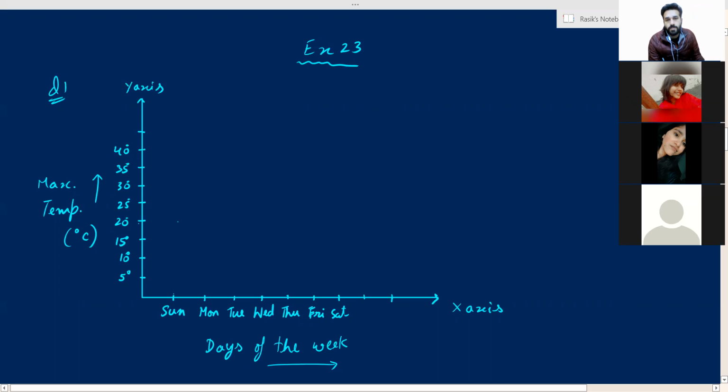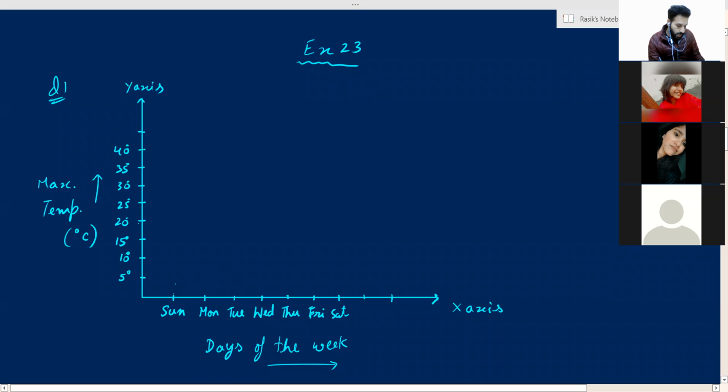Sir, can we start it from 25? Better you start it from 5 only. Otherwise, the data represented here is not shown with a proper scale. If the questions start from a very large value, for those data you can do it. Okay, here we can represent it easily with the help of this.